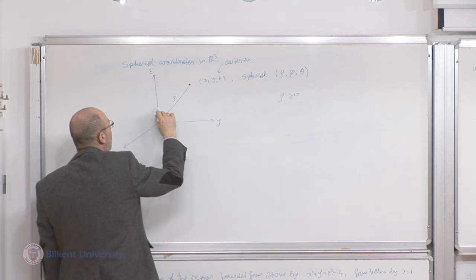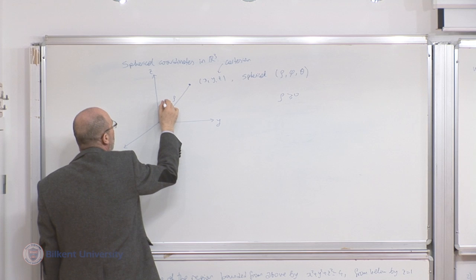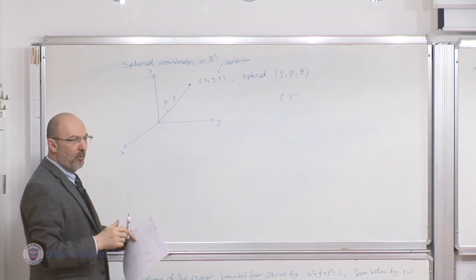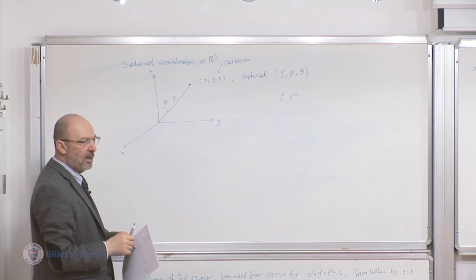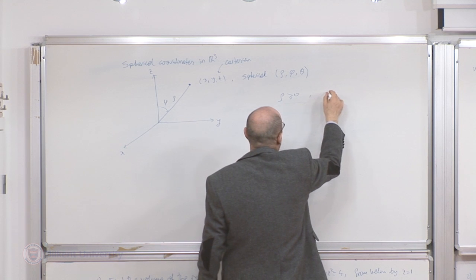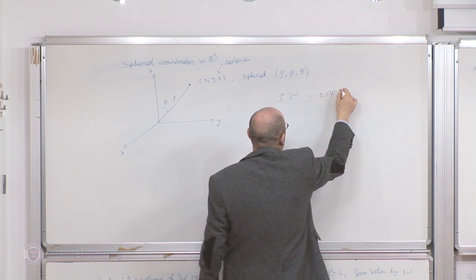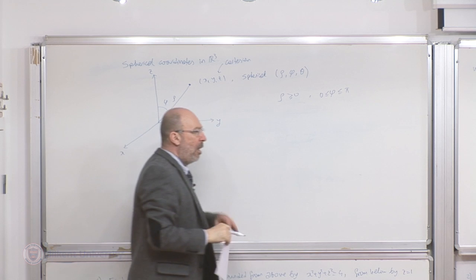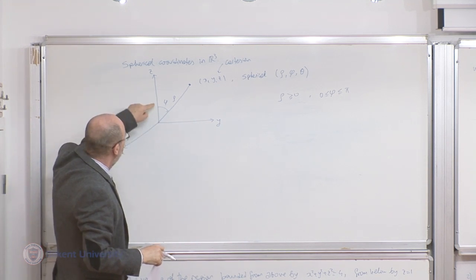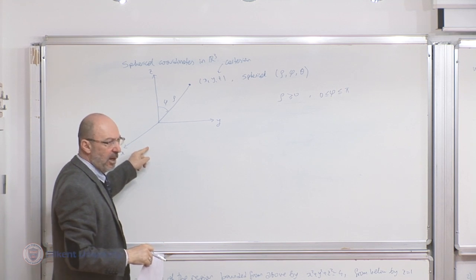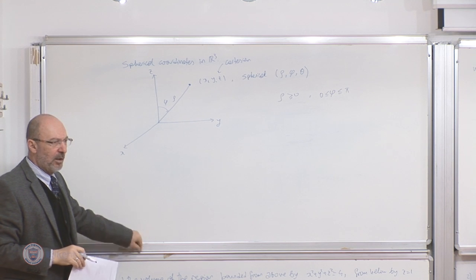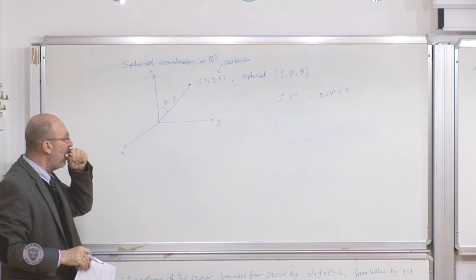Phi is this angle. Phi tells you how much you are bending away, moving away from the z-axis as an angle. That means that phi must be between 0 and pi, because if you move more than pi, then I can also measure it from this side. Then the angle phi will not be unique. We are trying to make these things as unique as possible.